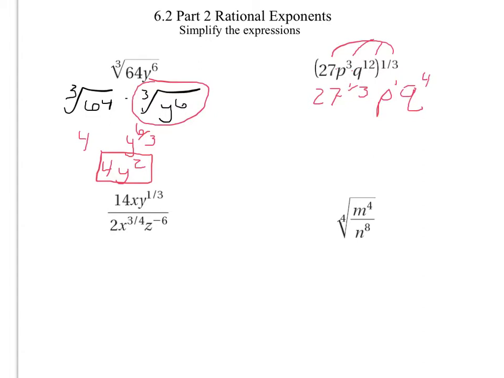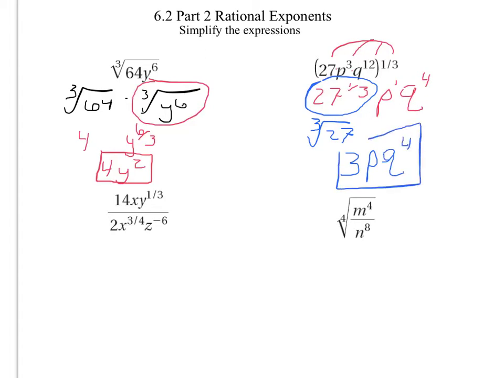So the only thing really left to figure out is right here, 27 to the 1/3 power, which is the third root of 27. And again, we go back to that list, the third root of 27 is 3. So we have 3p q to the fourth. And there it is. Okay, we're just simplifying it down.